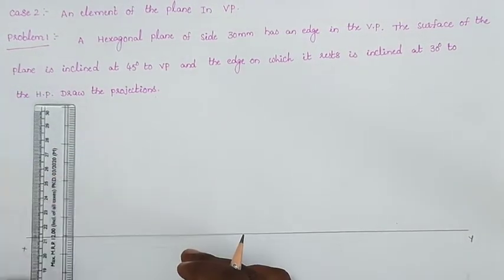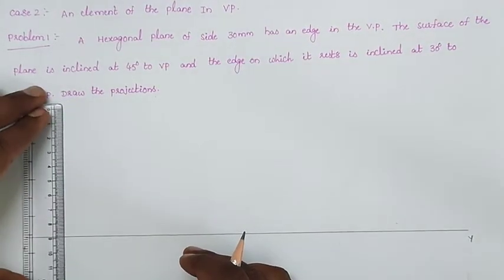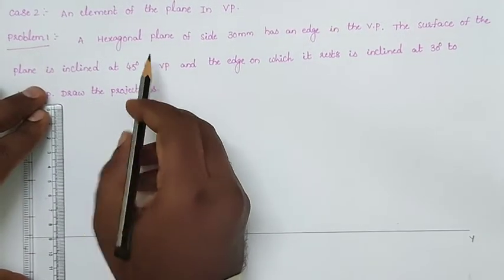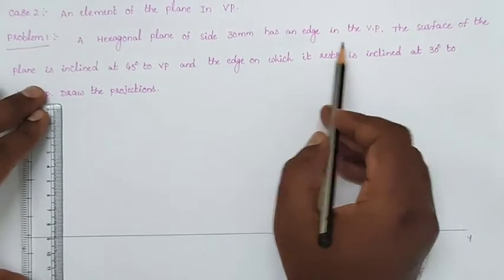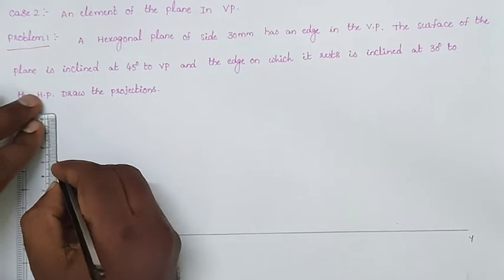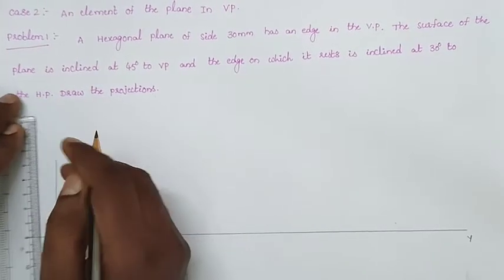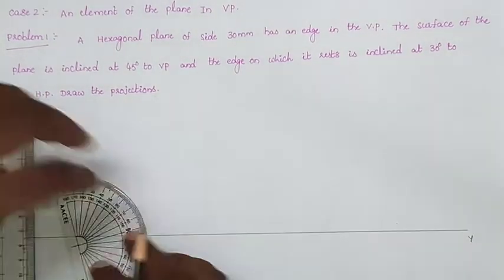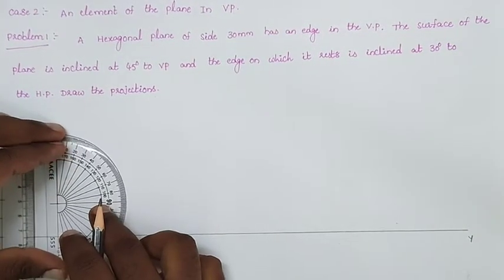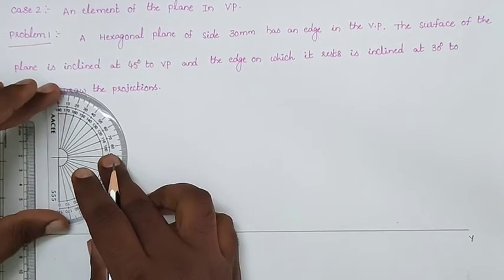we assume the plane surface parallel to the VP and draw the first front view and first top view of our diagram. The first front view is a hexagon. The edge is given, so we draw the hexagon in the front view with 30 mm side length, taking each angle as 60 degrees. We draw the hexagon of our diagram.